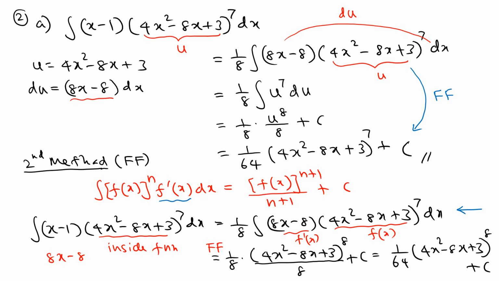In part 2, this is the same problem, so we don't need that there. Let's go to the next part. In part B, we have this exponential function, e to the secant t minus 1, times secant t tan t dt. Again, you try to figure out what is the inside function, what is u. If you get an exponential function, we pick this whole part as u. That's a common trick that we do.